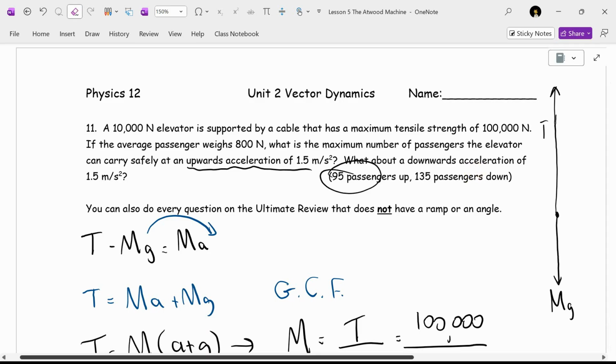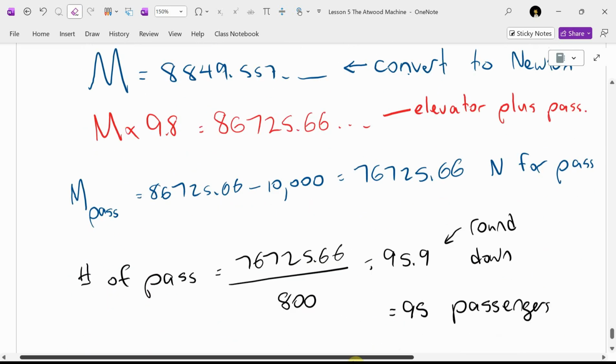Down, you would start out similar, but you'll have gravity, big Mg, winning and tension losing. It'll be big Mg minus tension equals Ma, but then you're going to get the big M by itself. You'll GCF, you'll factor. You'll find you can handle more passengers going down. I'll let you try the down on your own.